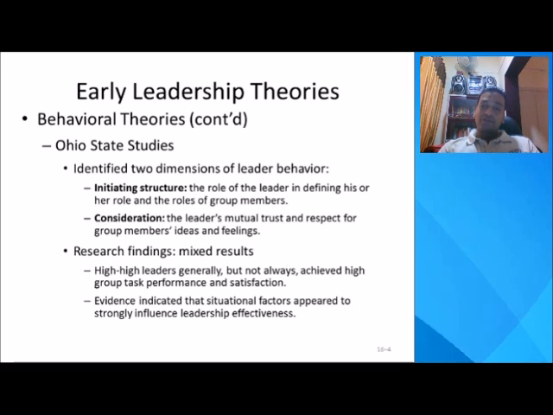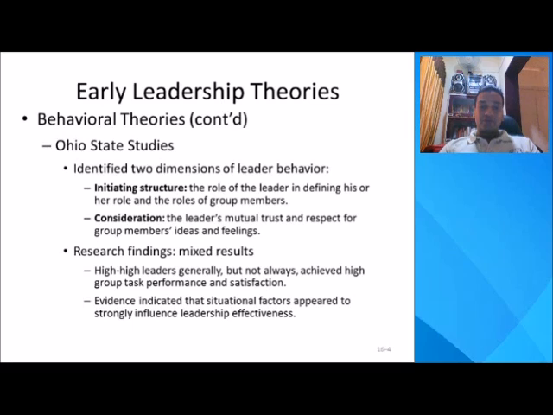Initiating structure refers to how the leader is able to define his as well as the role of other group members. So the leader clearly identifies and clearly communicates what is expected from the group members, and the leader also has clarity about what is expected of him. Second is the trust and respect for the group members' ideas and feelings. That is what is called consideration.